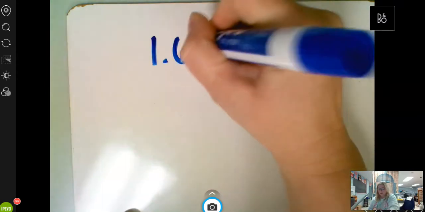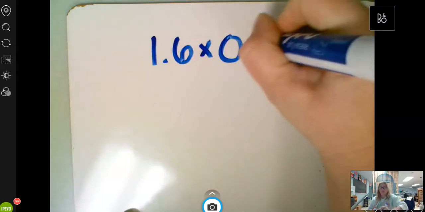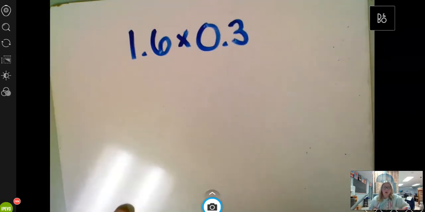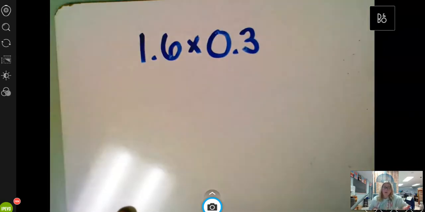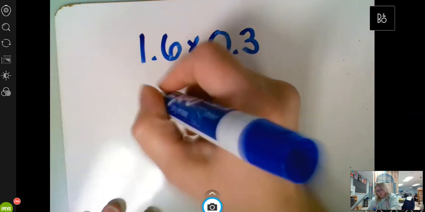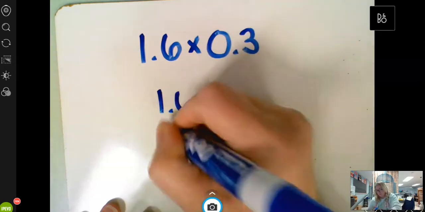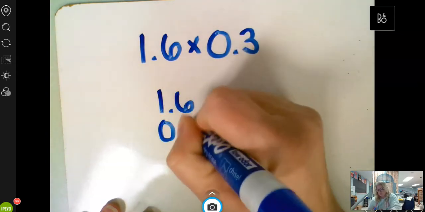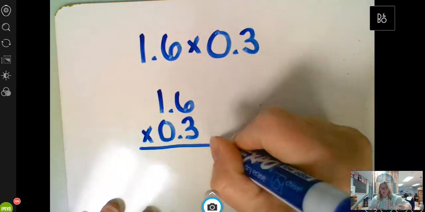Hi guys, I wanted to talk to you about multiplying decimals because that's something we are going to start doing in math. So if I show you a problem like 1 and 6/10 times 3/10, we have to know what to do with the decimals in this problem to be able to multiply it. So the first thing that I like to do is rewrite the problem stacked up like a regular multiplication problem.